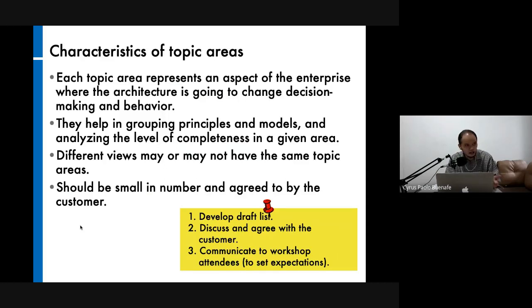Okay, like I said, the business view can be very broad, but not all of them would be important to the customer. So just choose the ones that are really important to them. Develop a draft list, discuss and agree with the customer, and you can organize some sort of a workshop to communicate that, just to set expectations.